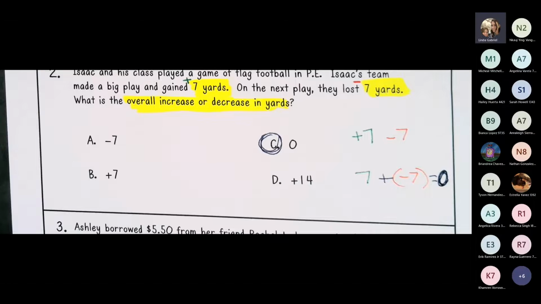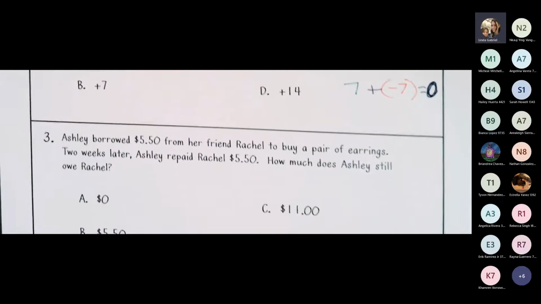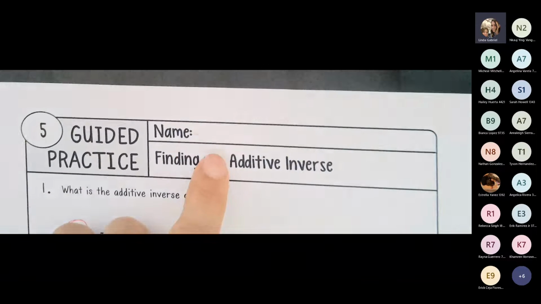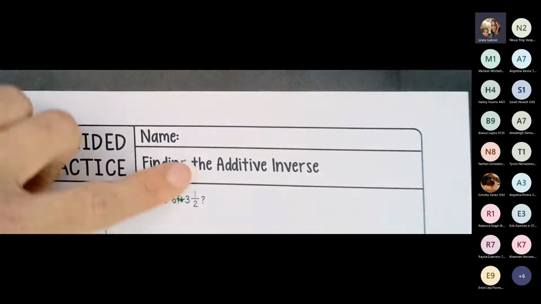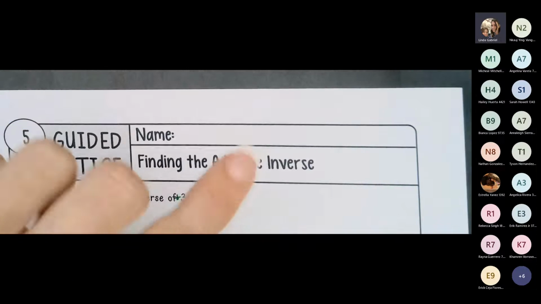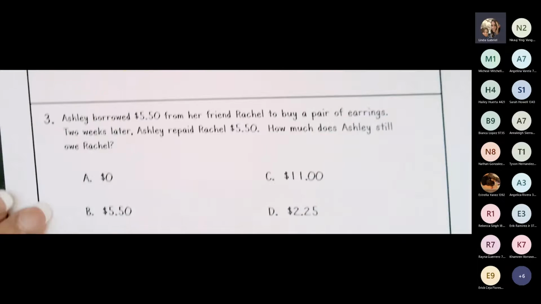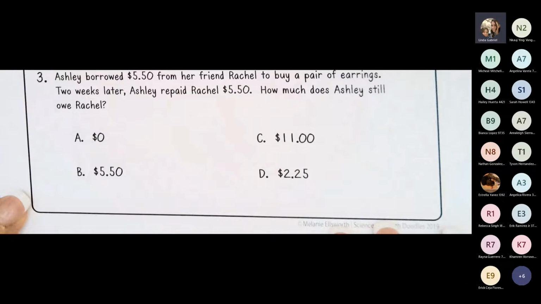Perfect. Perfect. Okay, so then on number 3, and don't worry, you don't have to put your name on the guided practices sheet. This is from before, when I had in-person class, like in-person and online. So I still have the name section there.